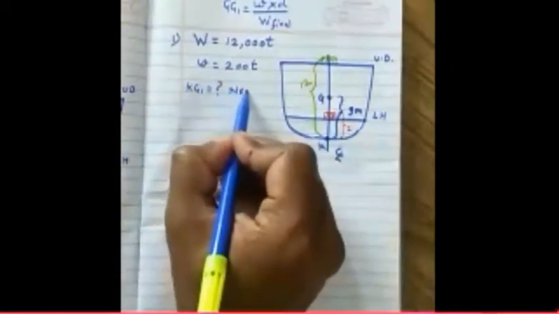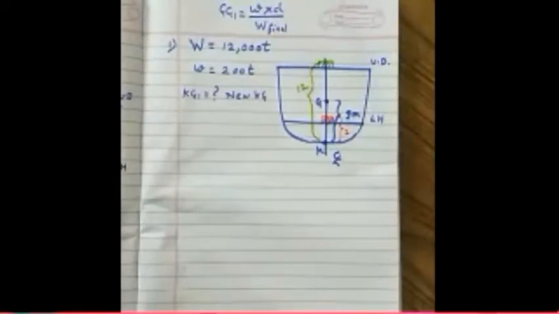Now what is the meaning of new KG? Find KG1. This is my question. That is new, this is my new KG. See, the standard is same for all the problems, so you can just remember the steps. New KG means what? Find KG1. So what you require in the formula: w is given, distance you should find out, and W final you should know.